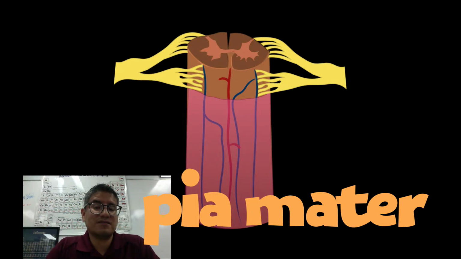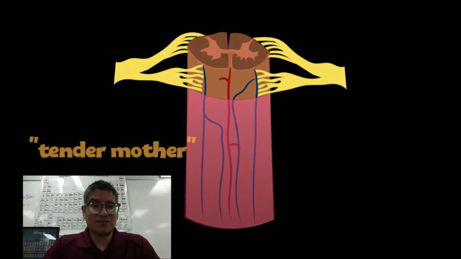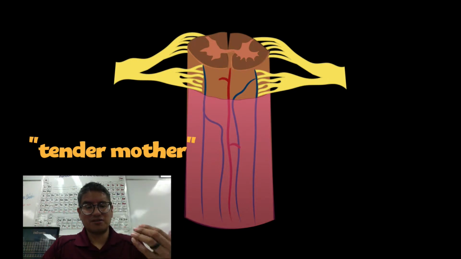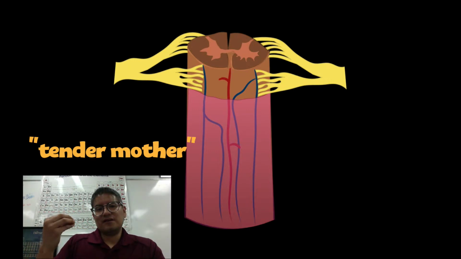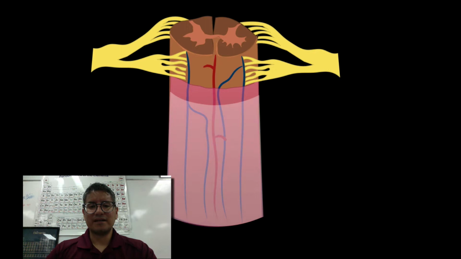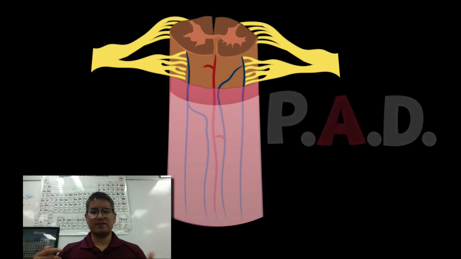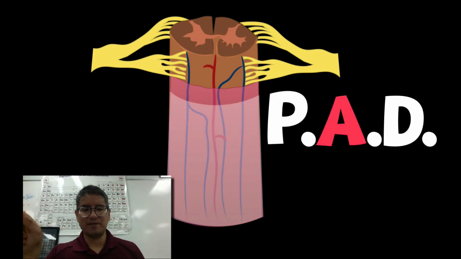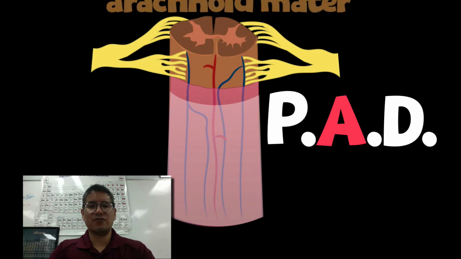Pia mater literally stands for tender mother, soft mother. Sorry, I've always said matter, but it's actually mater. Just think of a tender mother. What does a tender mother do to her child? She hugs it. Likewise, the pia mater hugs intimately around all the contours of the spinal cord and the brain.